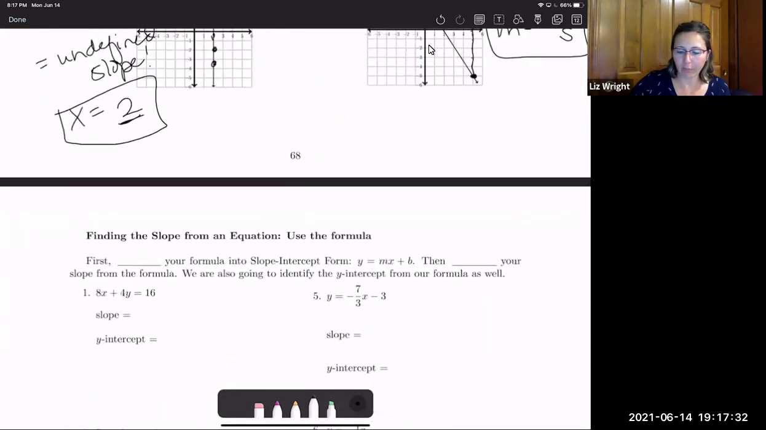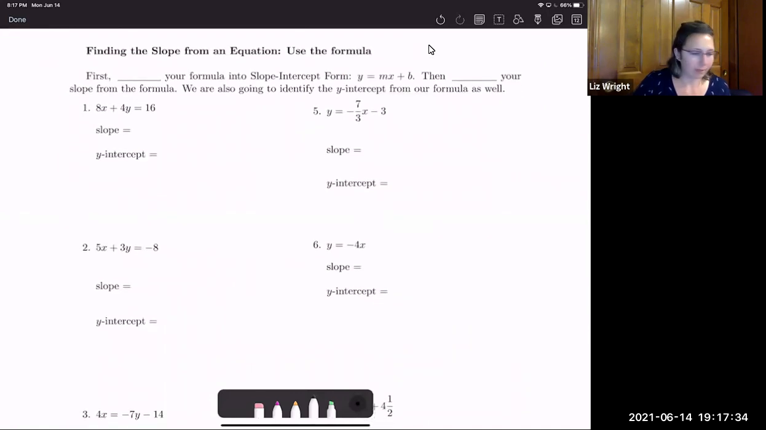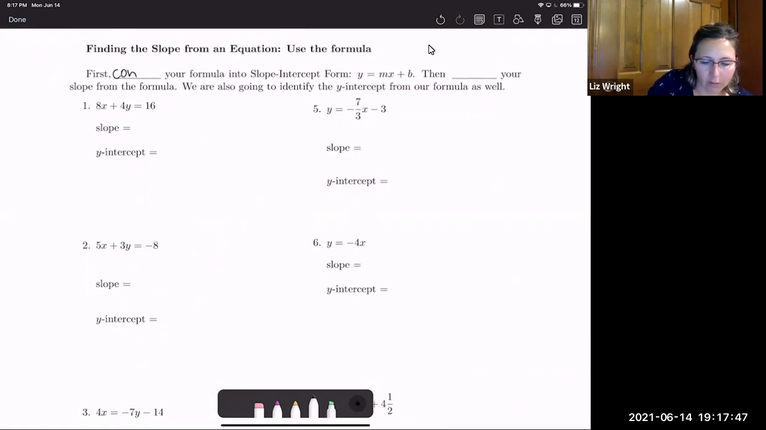We found our slope from a graph. Now let's find our slopes from equations. And then that'll be the end of our video here. So first, we are going to convert our formula into slope-intercept form.